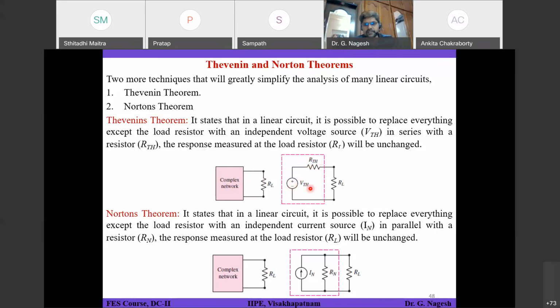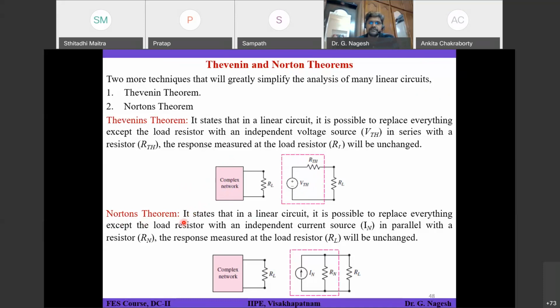How to know what is the value of ETH, what is the value of RTH for any specific network? That we'll see. Okay, that obviously depends on this complex network only. Okay, we'll see that. So another theorem, what it states is Norton's theorem.